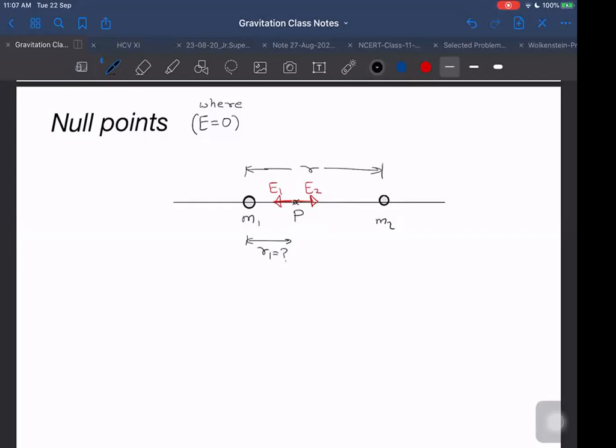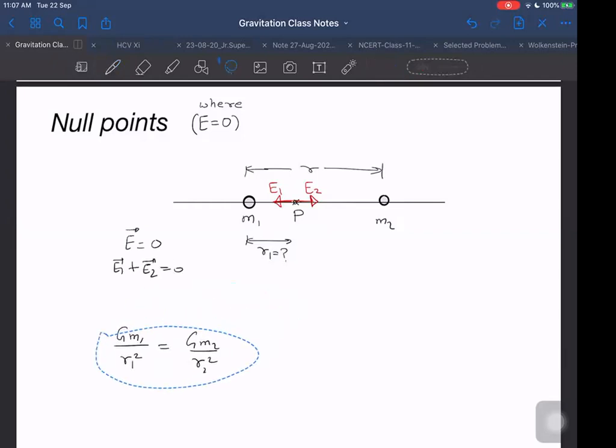Gm1 by R1 square equal to Gm2 by R2 square. Because we want E to be 0. If E is 0, then vector sum of E1 and E2 will be 0. If vectorially it is 0, then magnitude wise this will be equal and opposite. E1 will be equal to E2 magnitude wise. This we are writing here.